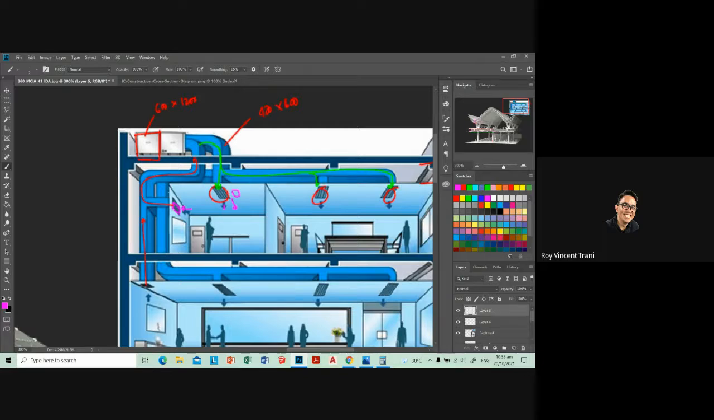A good distance would probably be about a meter, maybe 2 meters away, just to allow the air to actually circulate in the room. Circulate, circulate, circulate, and go out, something like that.